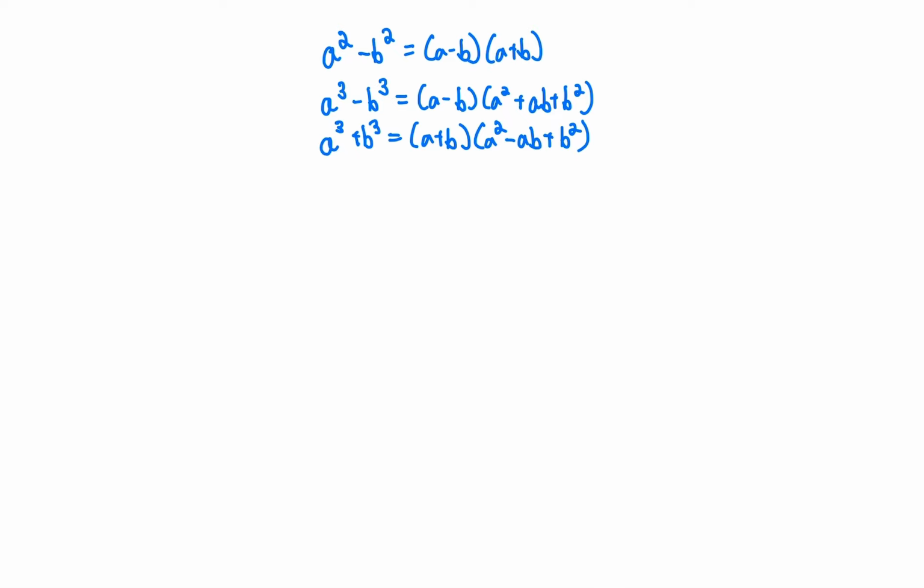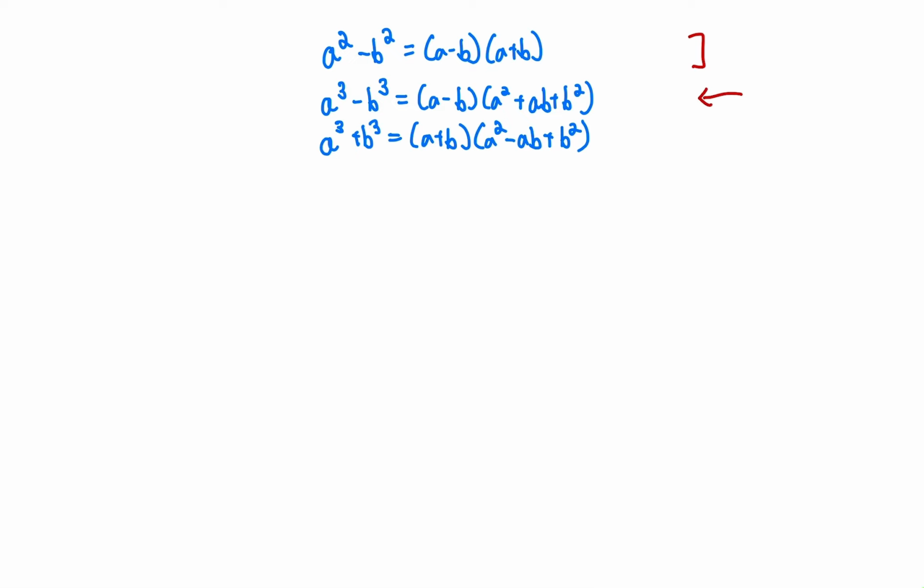So a squared minus b squared is equal to a minus b times a plus b for any numbers a and b. This is called difference of squares. And a cubed minus b cubed equals a minus b times a squared plus ab plus b squared. This is called difference of cubes.